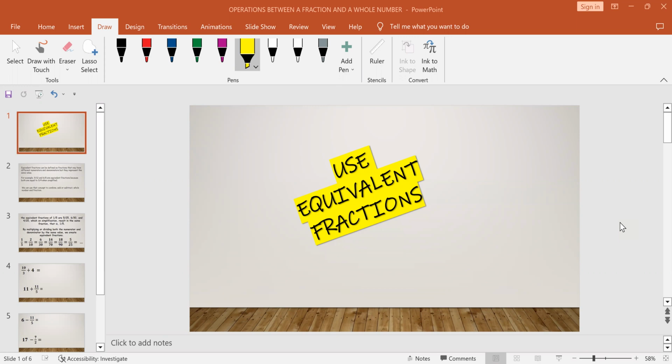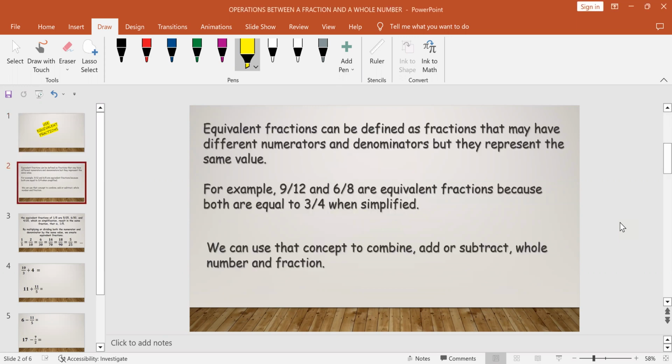In this video, I want to explain how we can use equivalent fractions to do operations between a fraction and a whole number. What do we understand by equivalent fractions? Equivalent fractions can be defined as fractions that may have different numerators and denominators, but they represent the same value.